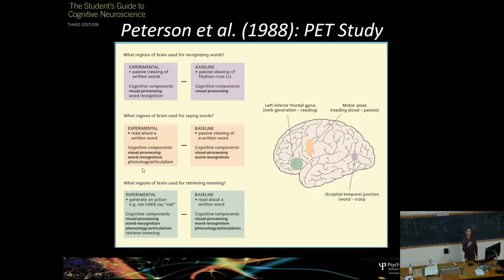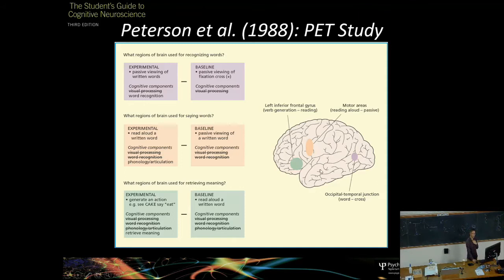So when you compare that against that, these things cancel out. And the thing you're left with is the brain regions that support saying the word, but are not involved in seeing the word. These are common to both the baseline task and the experimental task. And you get another one.